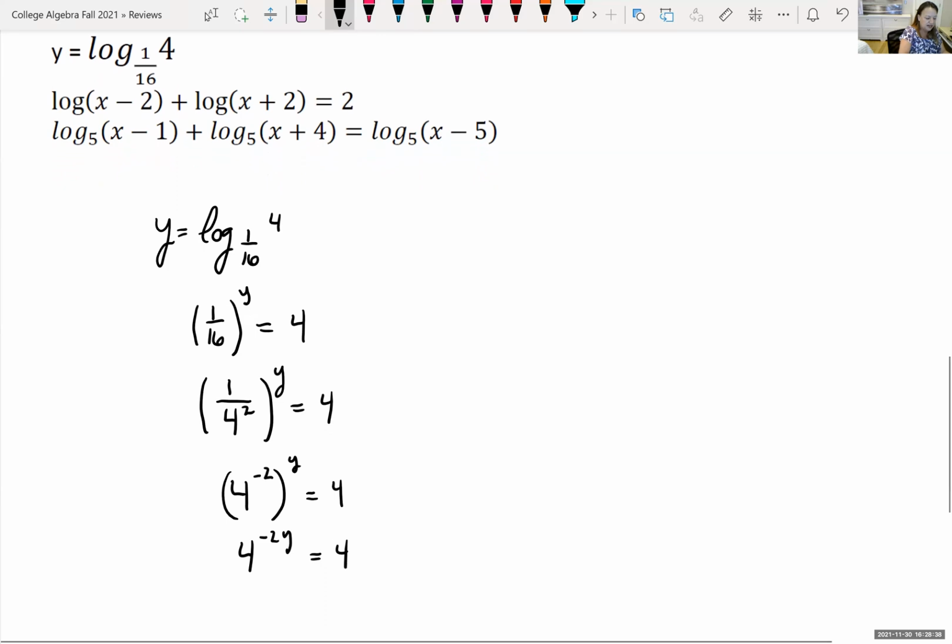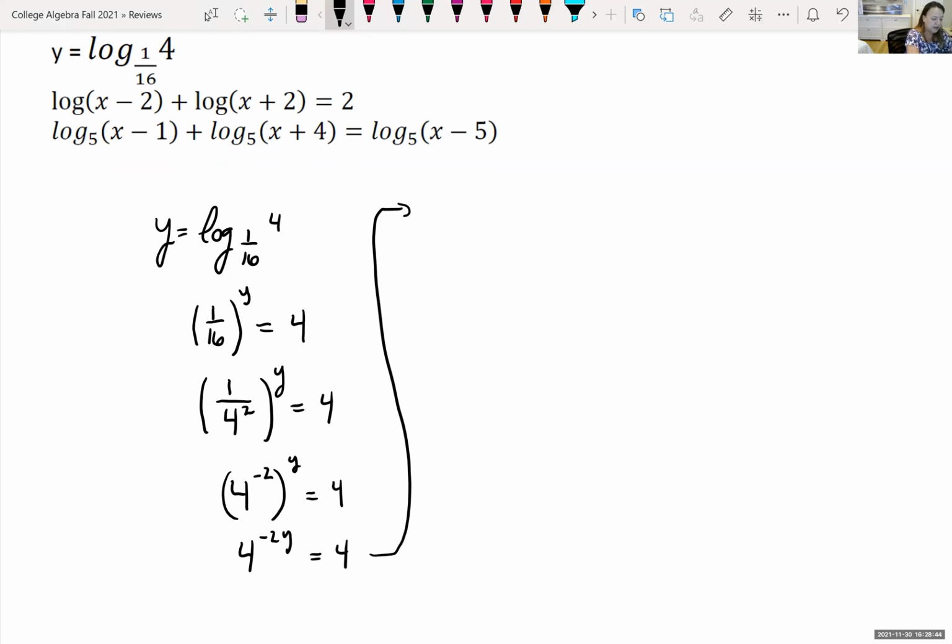We've manipulated it so that the bases are the same, so we can set our exponents equal to each other. And so we get negative 2y equals 1. And divide by negative 2, we get y is equal to negative 1/2.